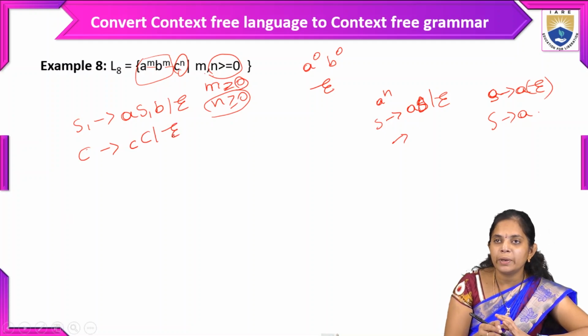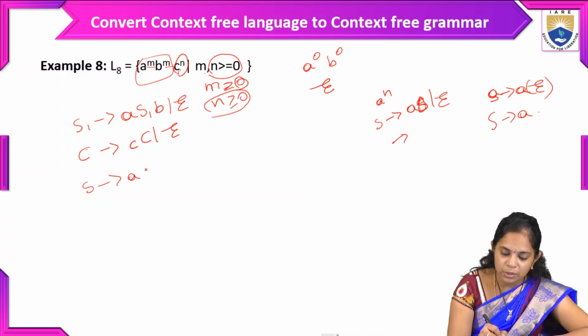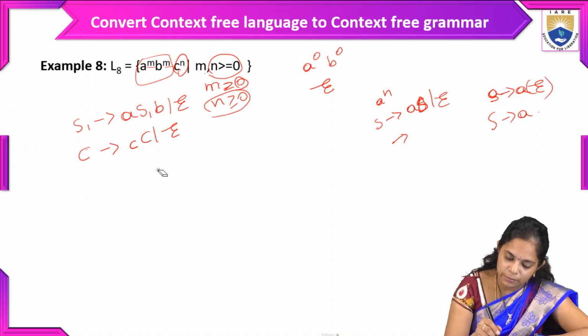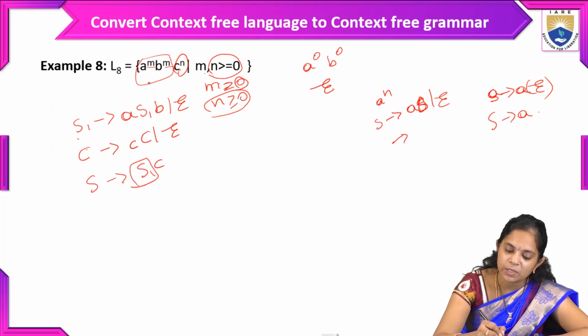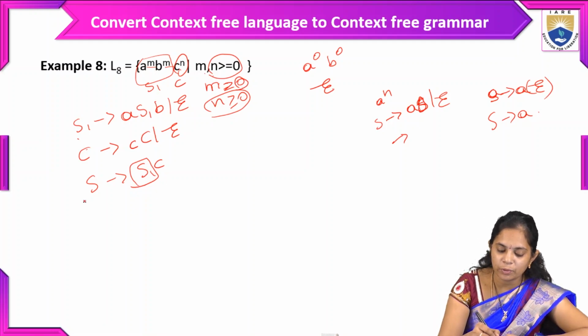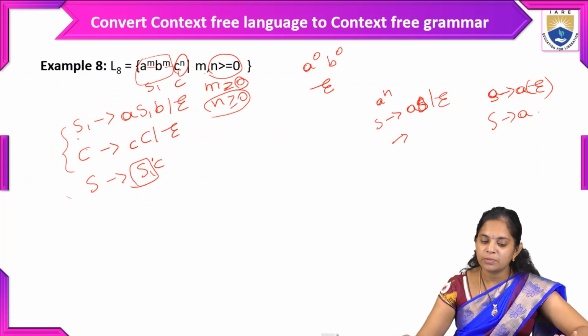And here we need to combine these two things, and we will write it as S1 tends to A S B, and we will write S tends to S1 C. So why? Because this S1 is followed by C. So this is S1 and this is C. So S1 is followed by C, so we have to concatenate these two production rules. So this is about the context-free language.